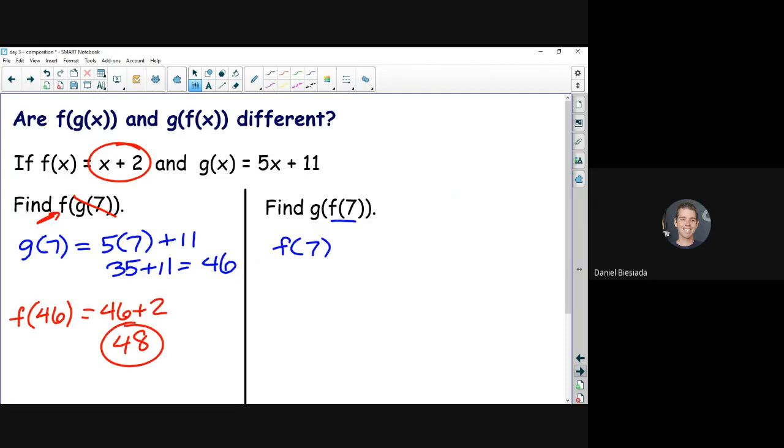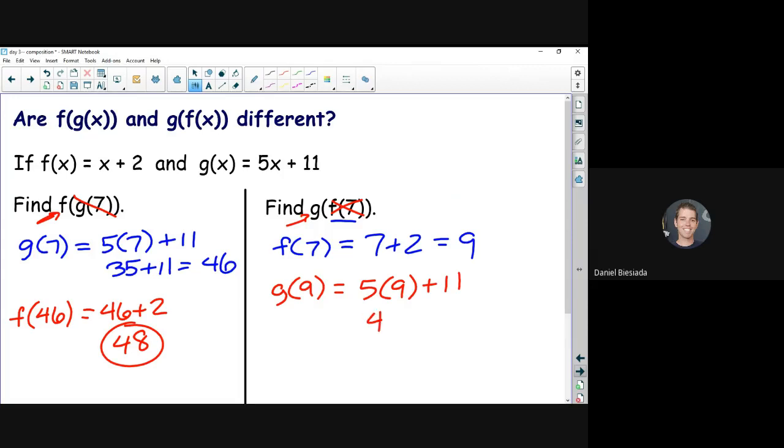However, if I try to do g of f of 7, this looks a little different. The 7 goes into f of x first here, which gives me 9. Then I'll bring that 9 into the outer function, which is now g. And I get 56. This is just a little additional evidence that, in fact, f of g of x and g of f of x are oftentimes 2 different values.